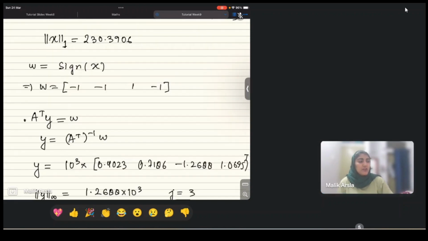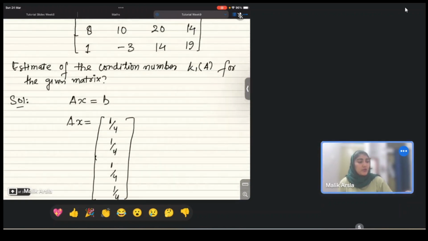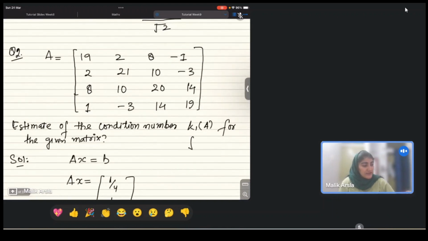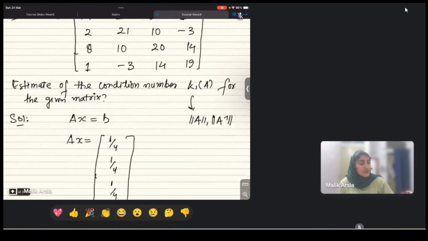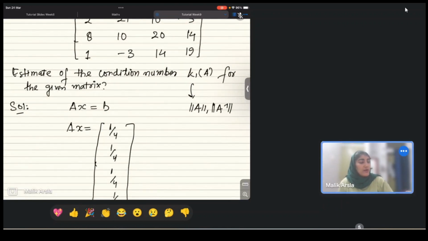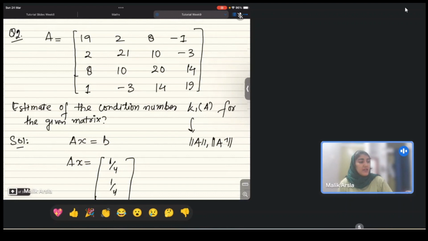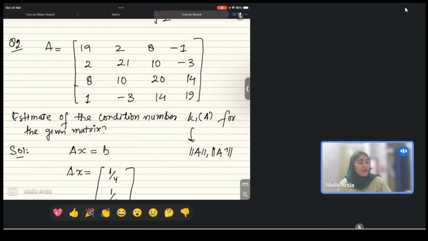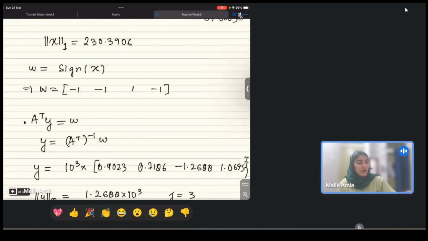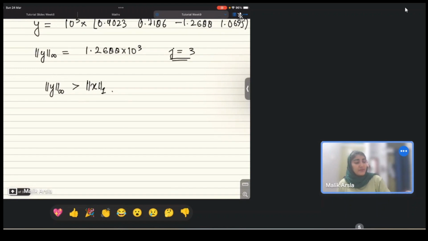Basically, what we are trying to get through this algorithm is the condition number, which is nothing but the one norm of A into the one norm of A inverse. The one norm of A we can calculate easily, but for A inverse it becomes difficult if the given matrix is very large, so we follow this procedure. Right now the infinity norm of y is greater than the one norm of x, so we proceed to the next step and redefine this b.